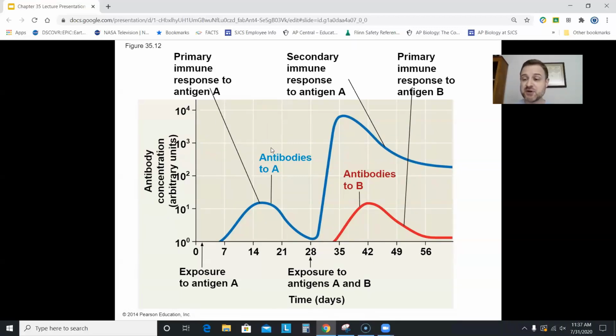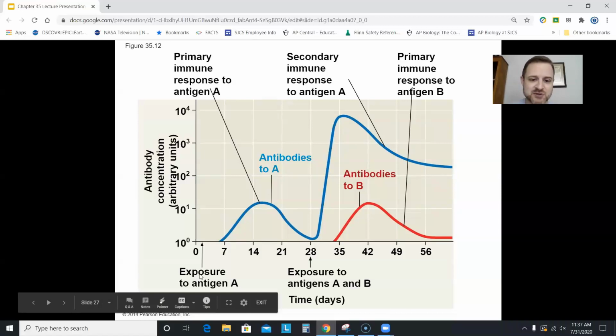So I was exposed to antigen A around day, I don't know, like 5 or 6. And it took about a week for me to build antibodies to A. Then the antibodies go down because I fought it off. Around day 28, you're exposed to antigen A again, but look how quickly you make antibodies. You don't even get sick.